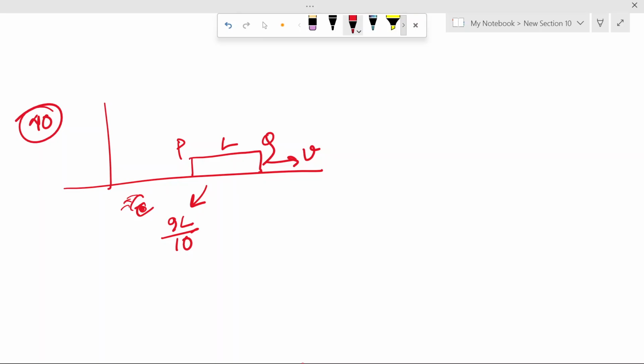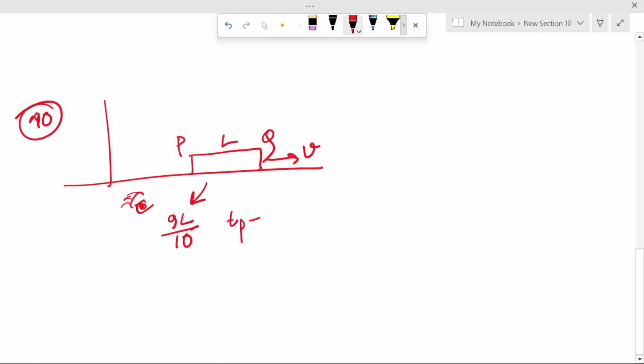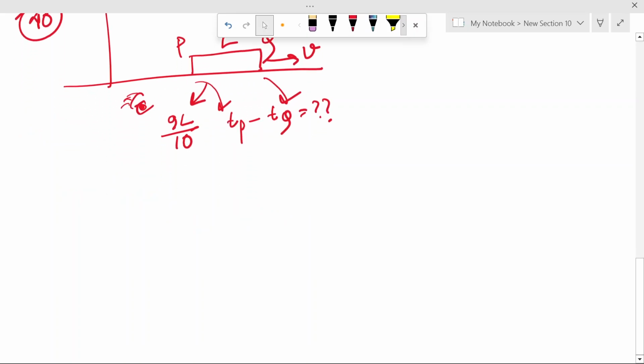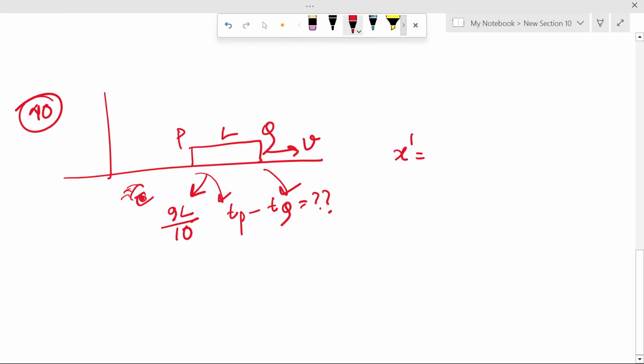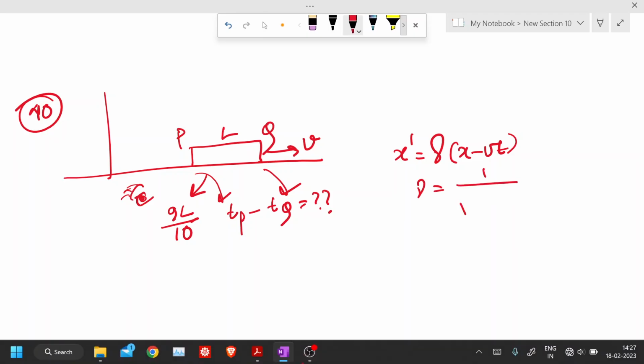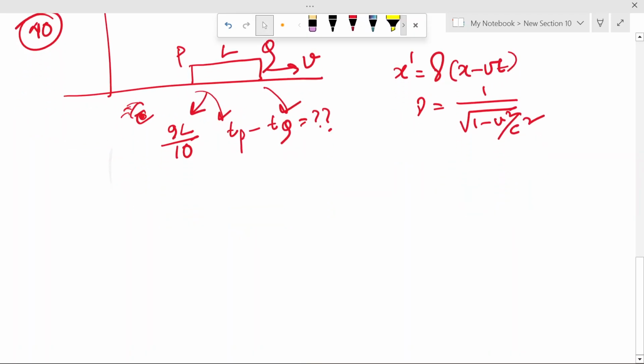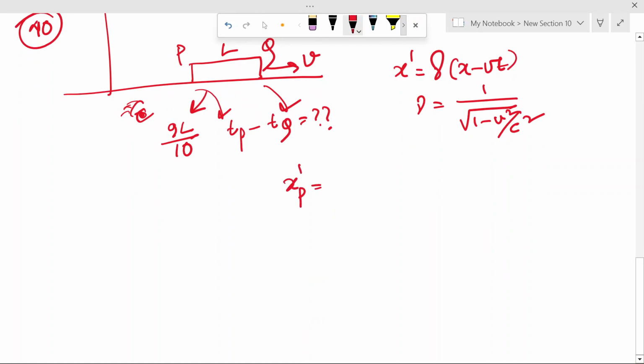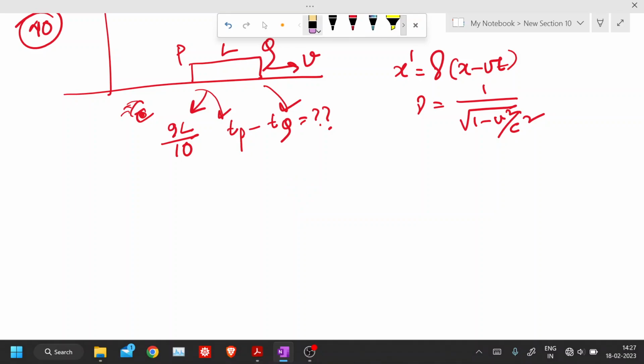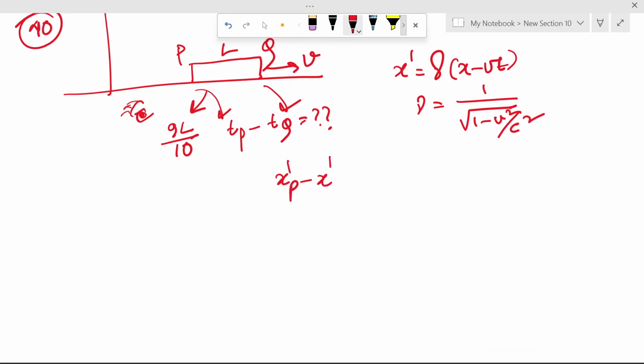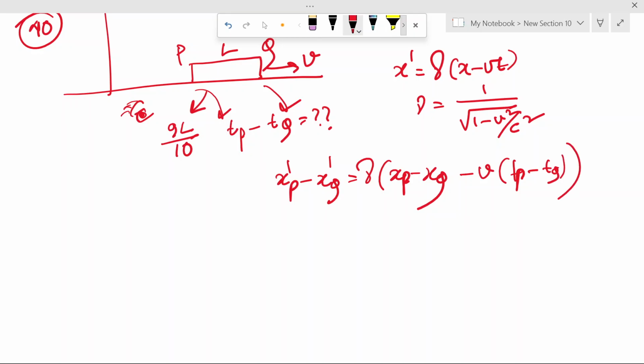So what is the gap? You measure the ends at different times, Tp minus Tq. This I measured at a time Tp and this I measured at a time Tq. What is Tp minus Tq? That has been asked in the question. So let's do it. You know from the Lorentz transformation x prime is gamma into x minus Vt, where gamma is equal to 1 by root over 1 minus V square by C square. Now x prime P minus x prime Q is equal to gamma into xp minus xq minus V into Tp minus Tq. This will be your resulting equation.